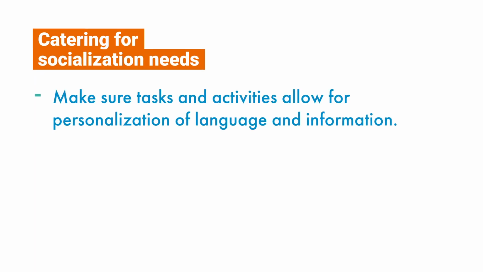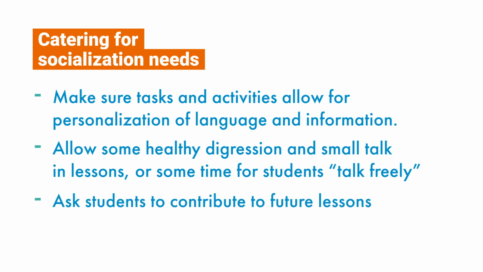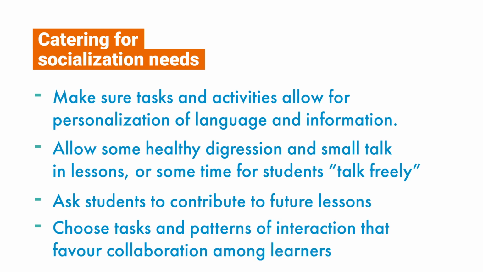Here are some things you can do in order to make the most out of the socializing needs of our learners. Make sure tasks and activities allow for personalization of language and information. Allow some healthy digression and small talk in lessons, or some time for students to talk freely in English. Ask students to actively contribute to the design of future lessons, helping decide on materials and types of activities that will be used. Choose tasks and patterns of interaction that favor collaboration among learners.